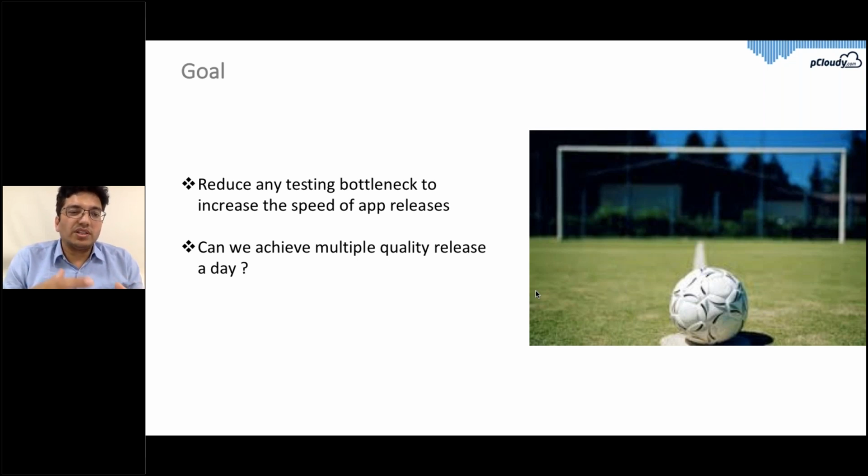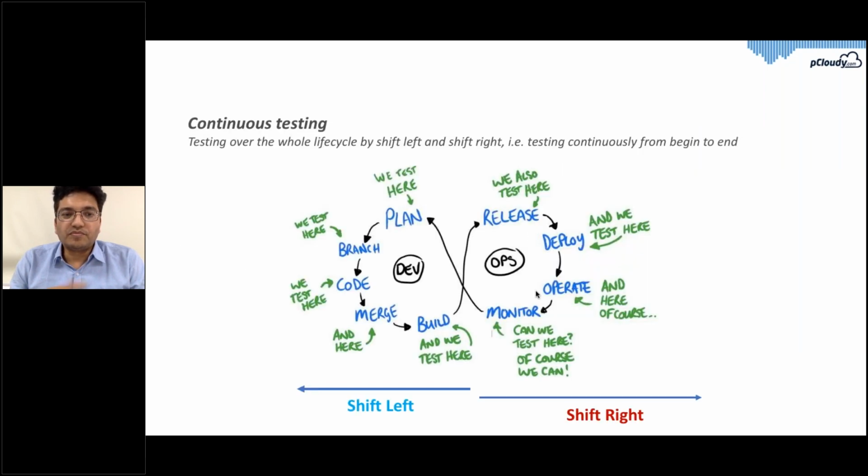And for that, how can the testing team be ready to make sure that they are not creating any bottlenecks as far as this increase in the speed of app release is concerned? So how do we ensure that those bottlenecks are not there is what the 2020 strategy is, and that's what I'm going to talk about now as we go along.